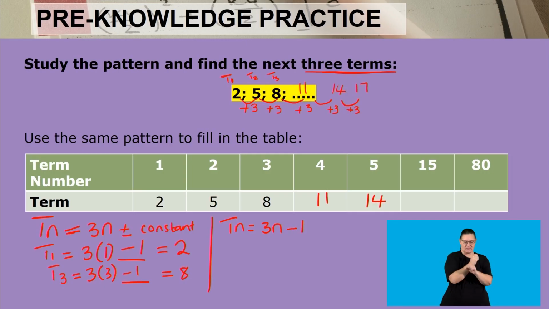So we are going to say 3 multiplied by 15, that is 45. When we subtract 1, that's going to give us 44. Do you think you can find it for the 80th term? Of course you can.